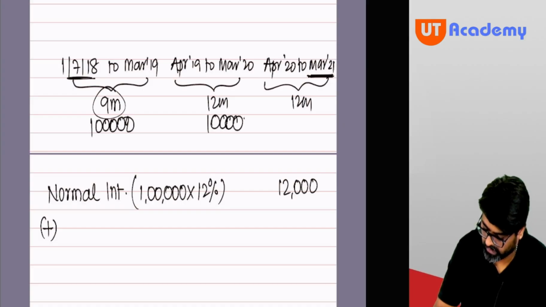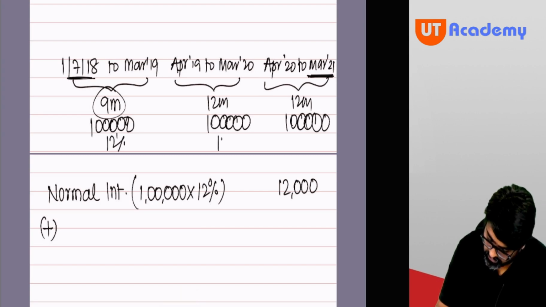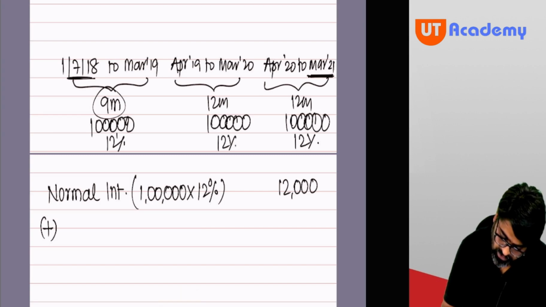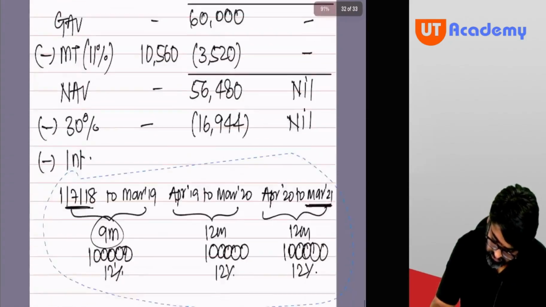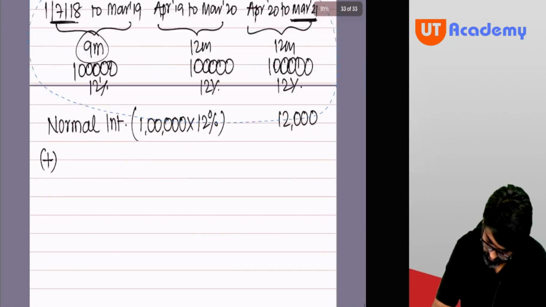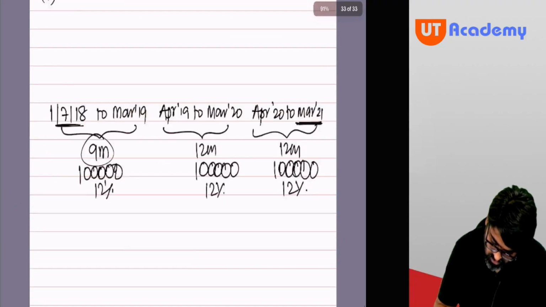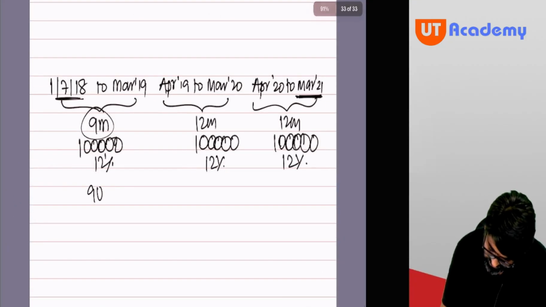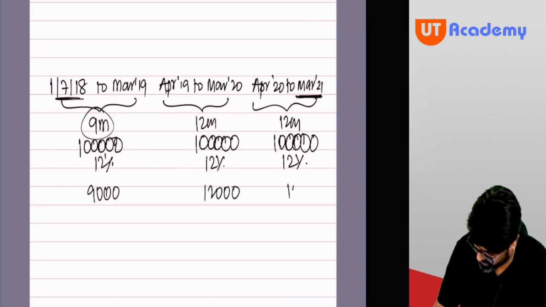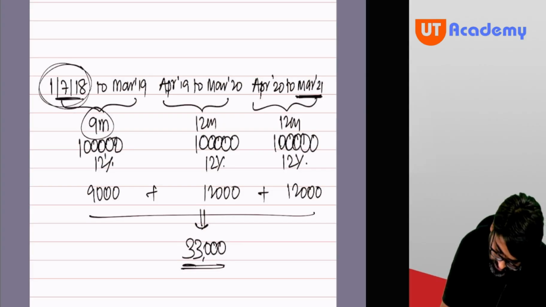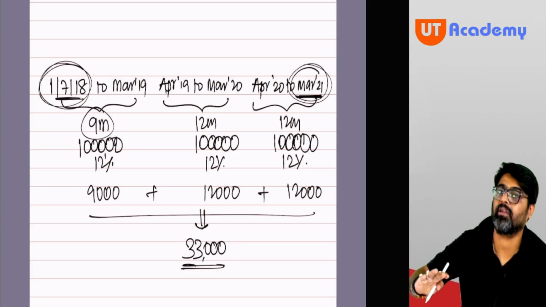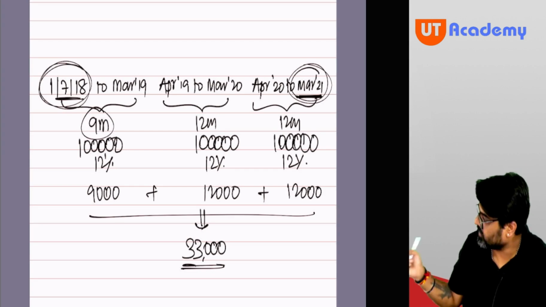So tell me, for 9 months, interest will be on 1 lakh. At what rate, sir? 12%. Tell me how much for the first 9 months. It will be 9,000. Done, no? Then 12,000, then 12,000. Can I add all three? What will be the total? 33,000. Can I say this is the total interest starting from the date of borrowing and ending on 31st March immediately preceding the date of completion? So this is the total interest.